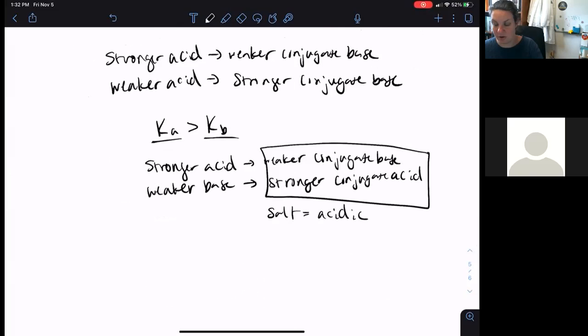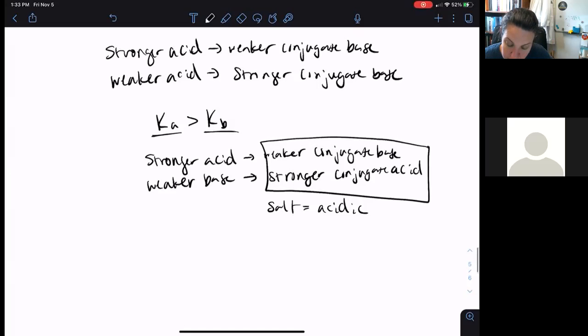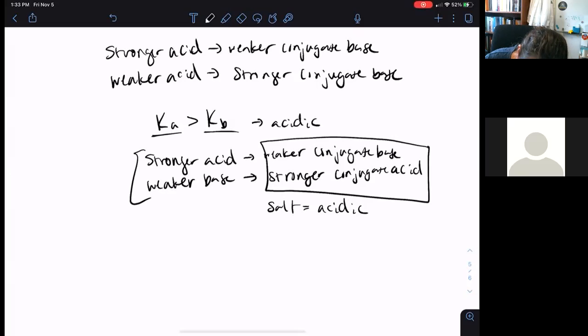So we can look at it in terms of the conjugates themselves. Since a stronger acid has a weaker conjugate, it would result in it being less basic than acidic, which is an acidic salt. You can also just look at it this way: Ka is larger than Kb, we have an acidic salt. And then, of course, the other way would be true as well. If Ka is less than Kb, then we have a basic salt.